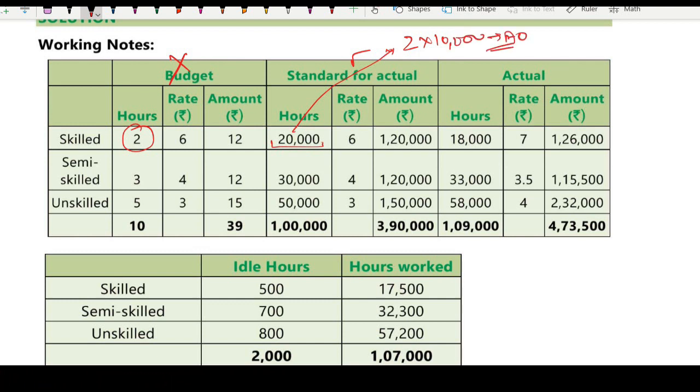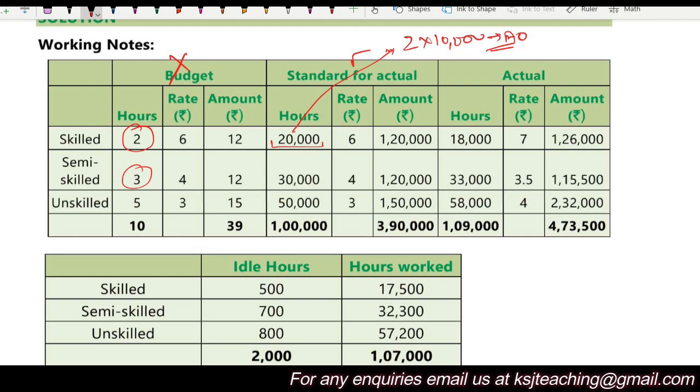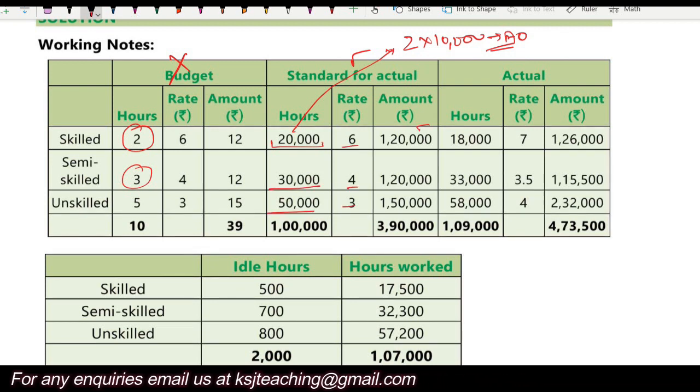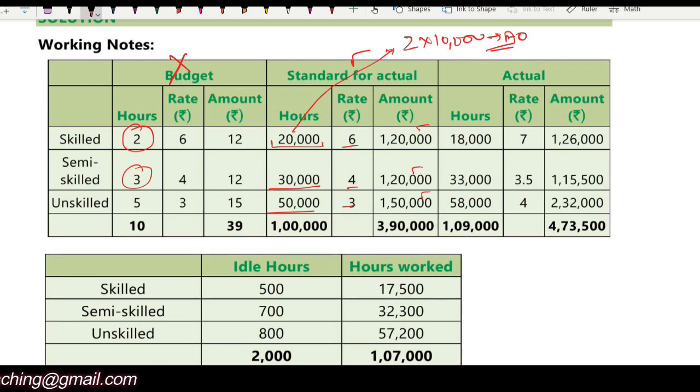Similarly, semi-skilled, for making 1 unit, 3 standard hours, for 10,000, that is the actual output, 30,000. For unskilled 50,000. Rate is given to you. You will calculate the standard cost for actual output. Actuals are given to you. This is paid for, paid hours, rate, amount, everything given.